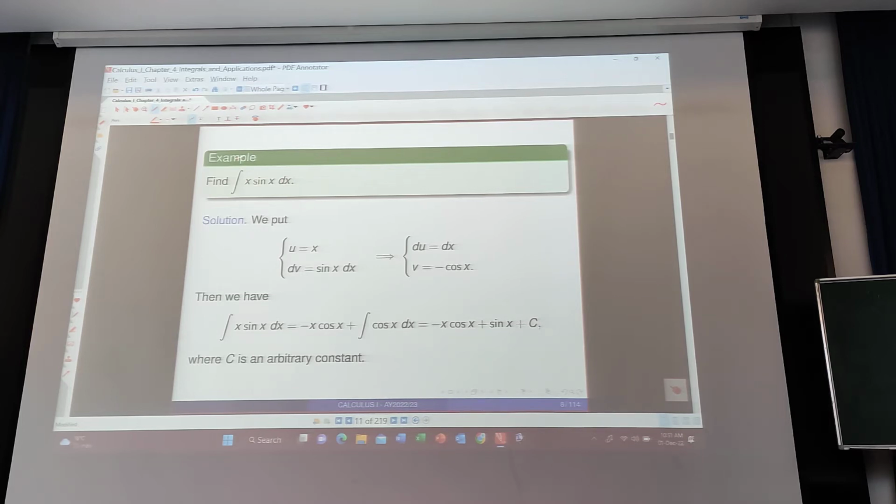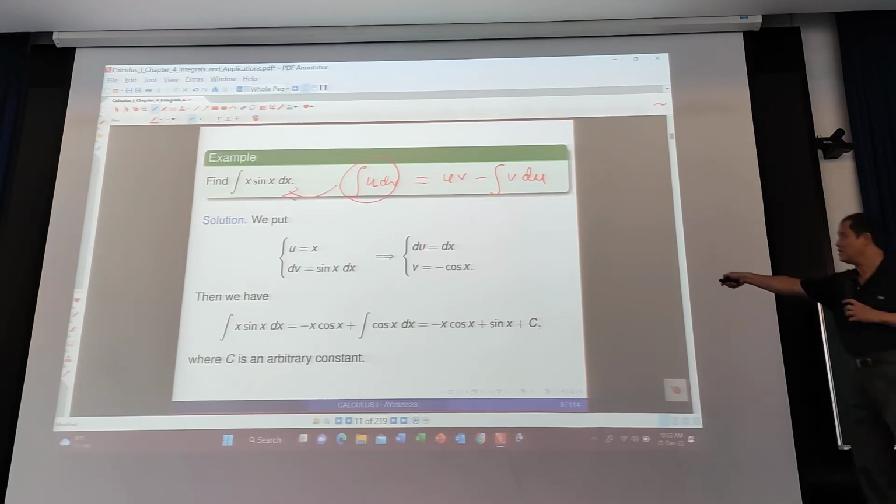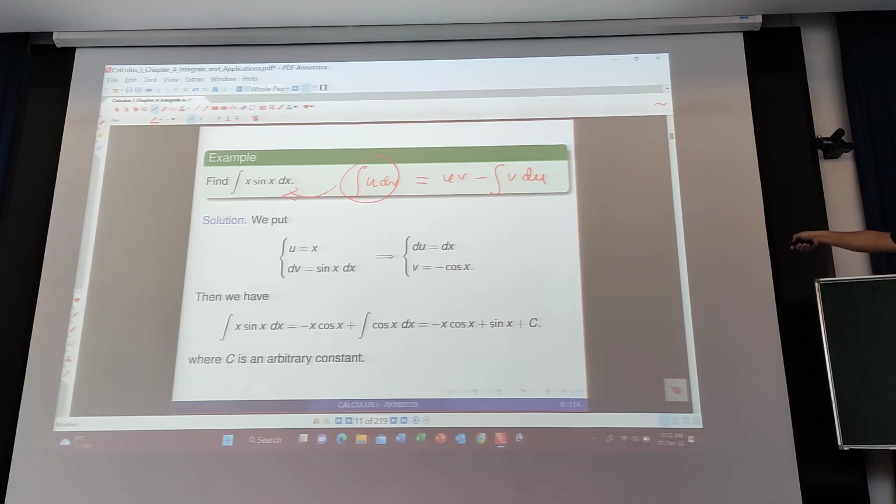Which means the integral is of the form integral of u dv. Now I write again for you the formula here to follow. This is integral u dv, and you want to find it in the form of integral v du. So this is your integral. With this u and v, you have du is dx. You need du. And here you have dv. So you need v. dv is sine x dx.